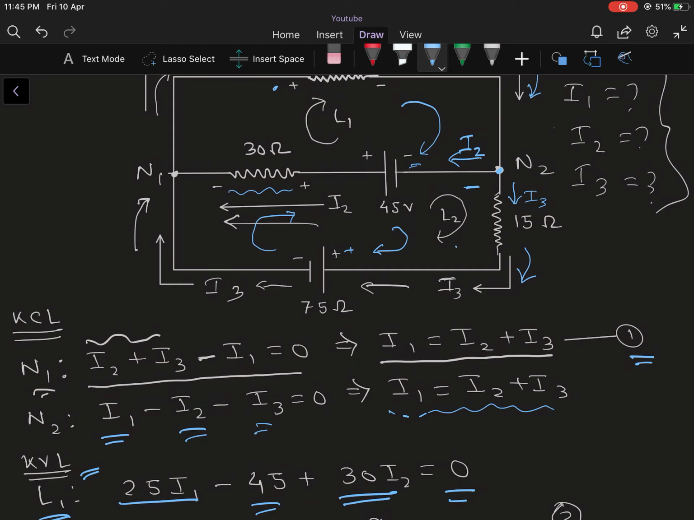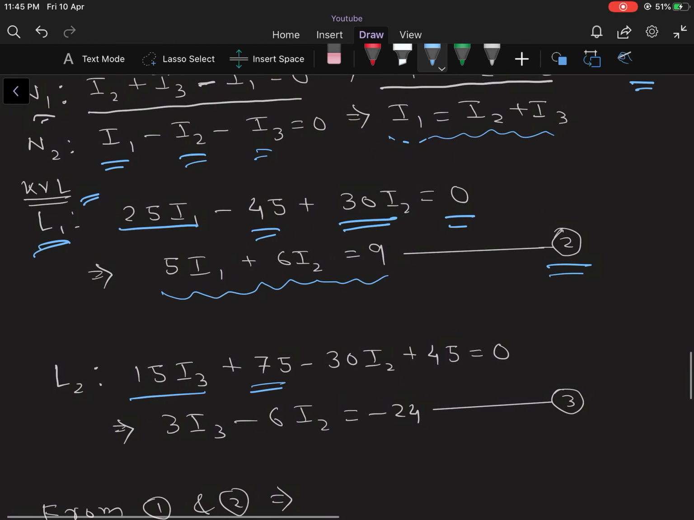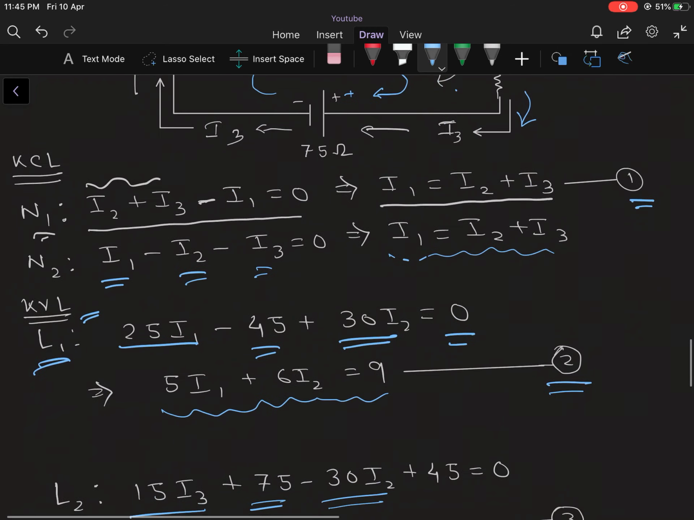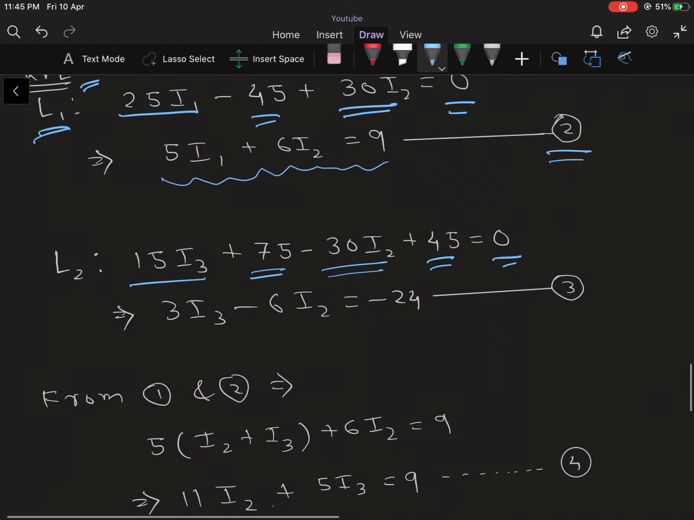Now when we reach here, we are in the opposite direction of the current I2. The voltage drop across the 30 ohm will be 30 I2, and the sign will be minus 30 I2. Again we reach the plus side of the 45 volt, so the voltage will be added with a plus sign. The sum of all this will be 0 according to KVL. Again, a small mathematical calculation gives us this simple equation.